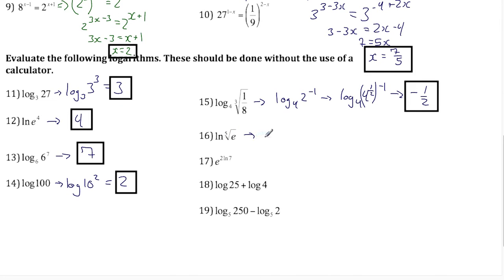Here, we can rewrite this as natural log of e to the 1/5. Whenever we have a fifth root, it's a fraction exponent. And again, natural log of e reduces to 1, so we get the fraction 1/5.